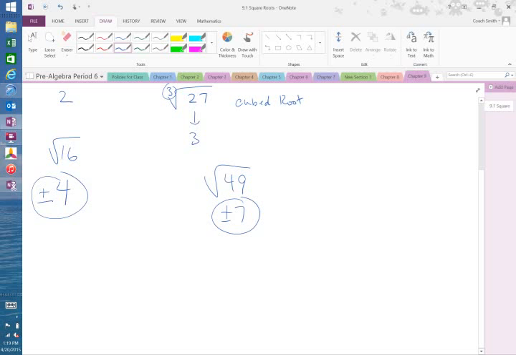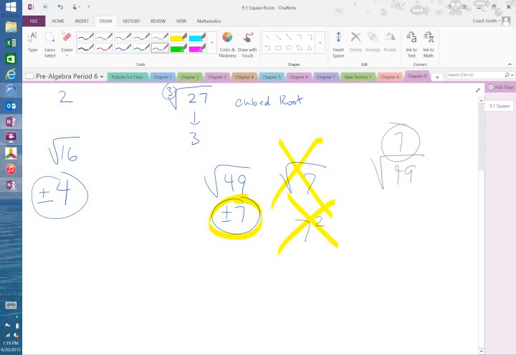We don't put it on top of the square root sign. We don't do this. That is not the answer to that problem. The answer to the problem is plus or minus 7, not 7 squared. It's not on top of the square root sign like this. That would be more of the acceptable version. Just put it underneath and circle it: plus or minus 7.